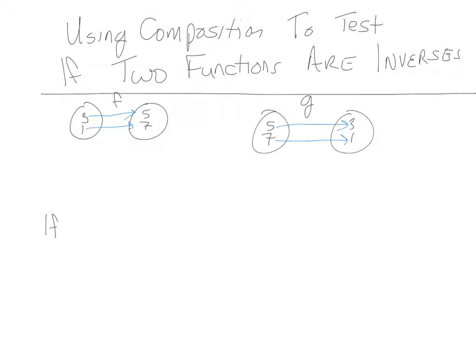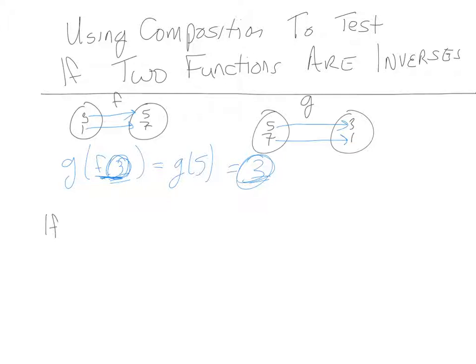So the idea would be, if I were to compose these two functions, say g of f of 3, here's what would happen. I would take 3, plug it into f, and a 5 would pop out. So g of f of 3 would turn into g of 5. I would then take that 5, plug it into g, and it would turn it back into a 3. So what I started with and what I ended with would be the same.